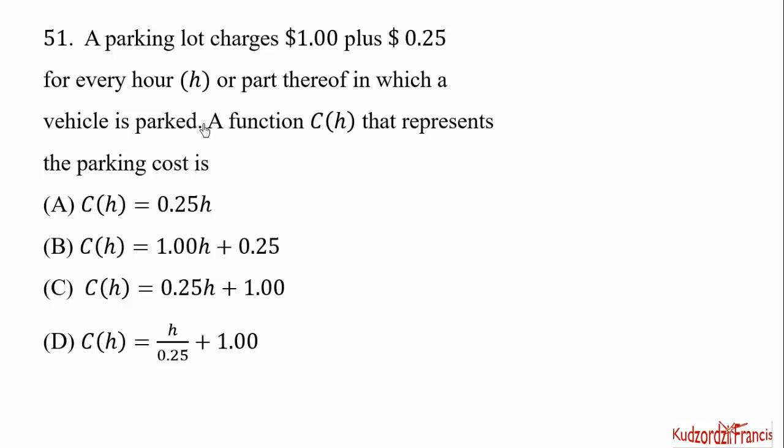Now for the 51st question, we have a parking lot that charges $1 plus $0.25 for every hour or part thereof in which a vehicle is parked. A function C of h that represents the parking cost is... So we know that the parking cost comprises a fixed charge, which is $1, plus an hourly charge, which is $0.25.